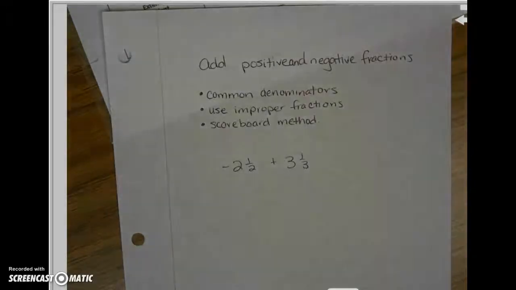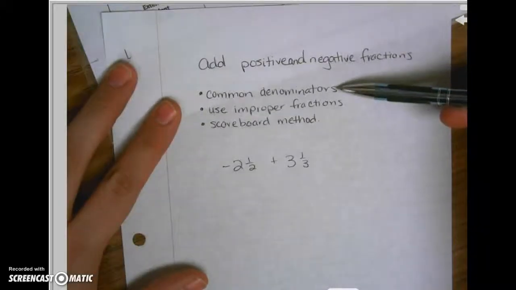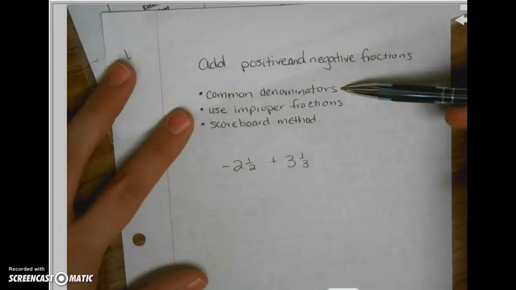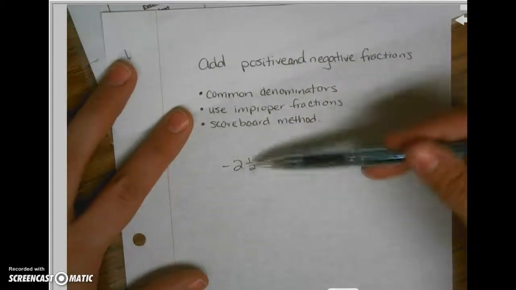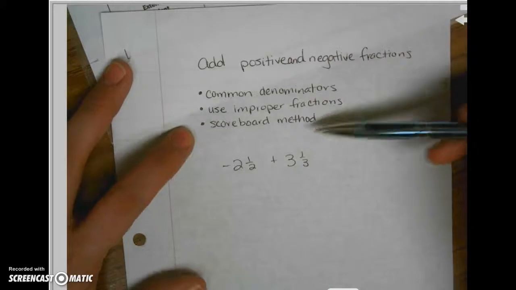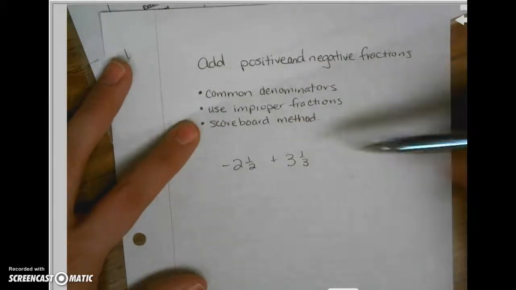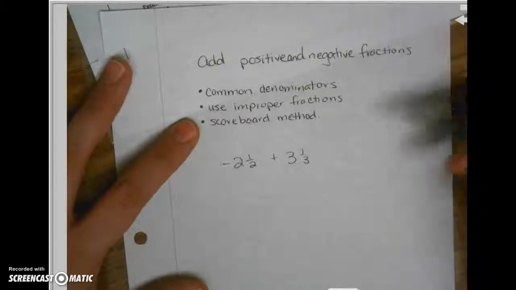Today we're going to be adding positive and negative fractions, and some things that we need to remember. Whenever we're adding and subtracting fractions, we have to have common denominators. We're going to use improper fractions instead of mixed numbers. And whenever we're dealing with positive and negative numbers, we're going to use the scoreboard method to help me know whether I'm going to add or subtract.